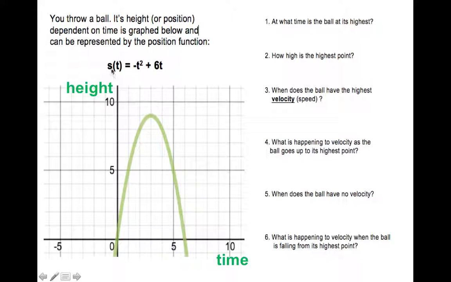This is the equation of that function. It's a quadratic, you can see. And this is called a position function. Basically, it means that every point on here represents the position of the object at a certain moment of time. So S represents position and t represents time. So based on time, here are all the different positions of the object as it is flying.